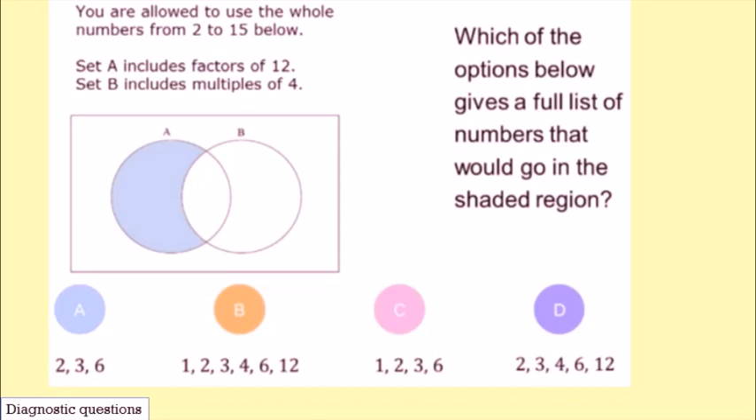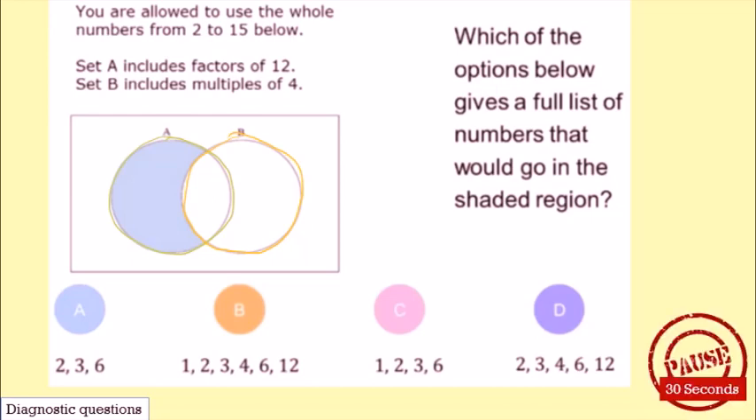Right, fantastic. Next question. You are only allowed to use the whole numbers between 2 and 15 in this question. So set A, so I mean circle A, includes factors of 12. So this circle is all those numbers from 2 to 15 that are factors of 12, and set B, so this circle, is all those numbers from 2 to 15 that are multiples of 4. So which of the options below gives a full list of numbers that would go in the shaded region? A, B, C or D? Press pause, give it a go please.